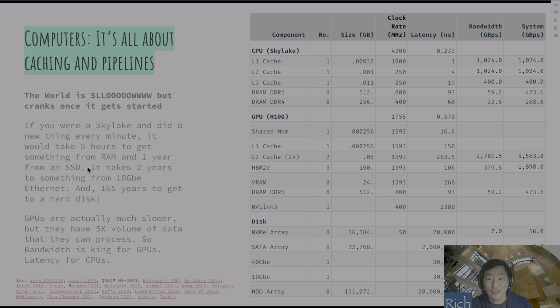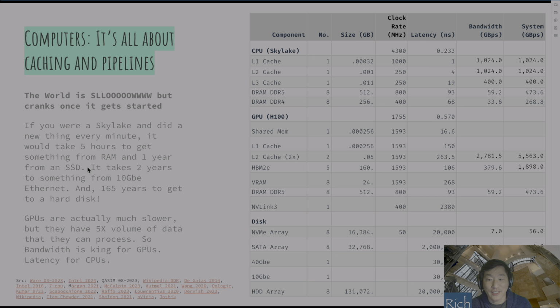You've got a 1 minute thing to do. You got to wait 2 years for the next piece of data. Now you can see why caching is so important. By the way, just to continue the analogy, if you do misses everywhere and you have to actually go to the hard disk and wait, that's about 165 years equivalent that you'd have to wait with a Skylake GPU. So essentially, if you have to go to disk, you are done with most of these systems. So it's all about caching and filling the pipelines.